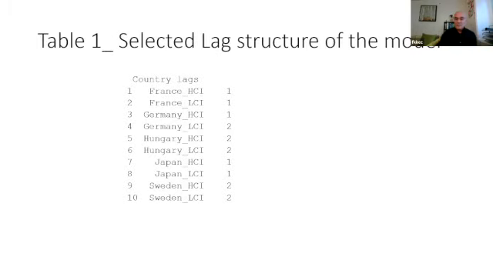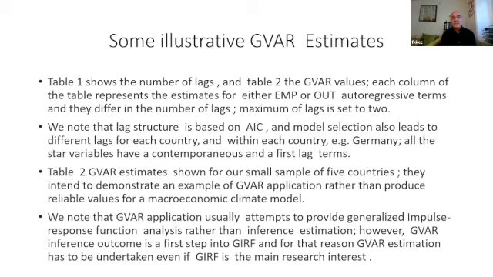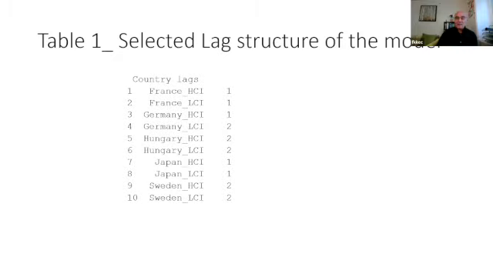This is the lag structure. Table 2, that I'm going to show you in a minute, shows the estimations that you obtain for employment and output autoregressive models. We note that unlike model 1, the lag structure can actually differ between different countries, because the lag structure is selected by a model selection information criterion. AIC is the one that is commonly used in GVAR.